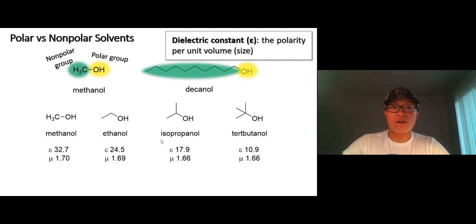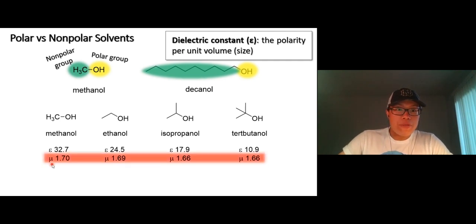Take a look at these four alcohols: methanol, ethanol, isopropanol, tert-butanol. If you look at the dipole moment, they have pretty much the same dipole moment. The mu right there, that's the dipole moment. Because the polarity or dipole moment of these compounds comes from the OH group, they have similar values: 1.7, 1.69, 1.66, 1.66. Same strength. But if you consider the size of these alcohols, tert-butanol is the largest one, and that will reduce the polarity of the compound.